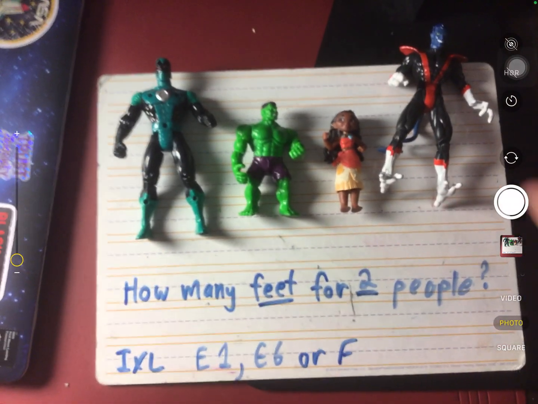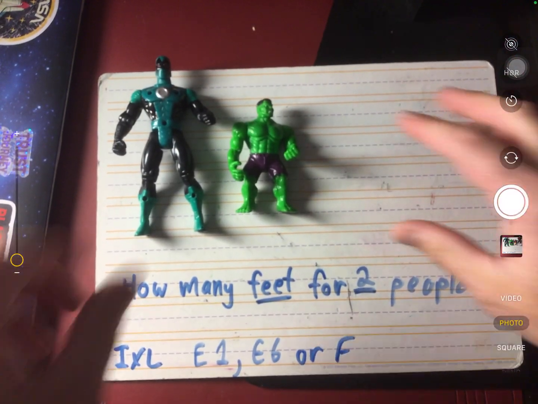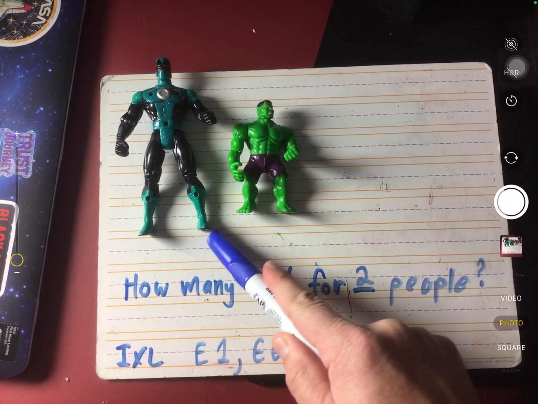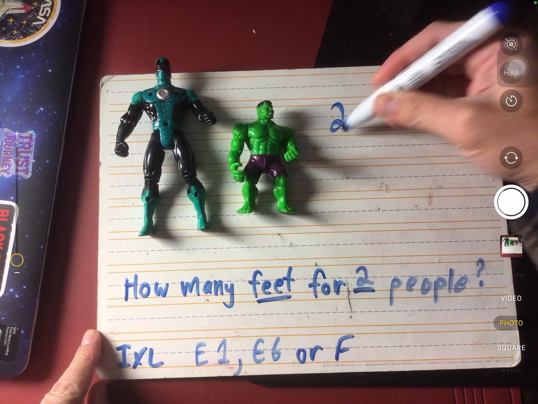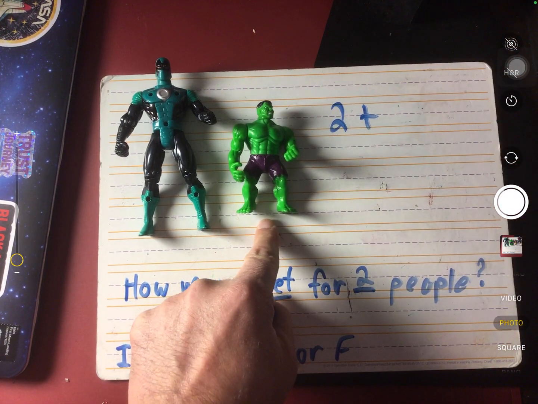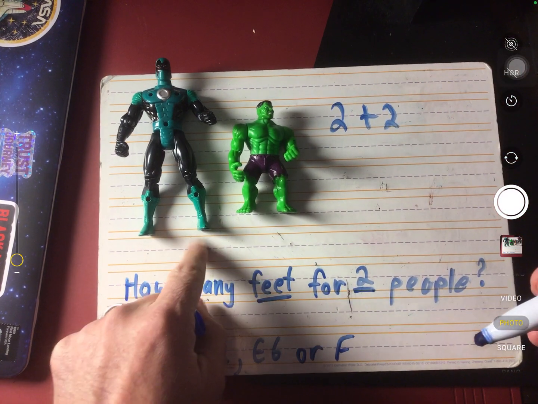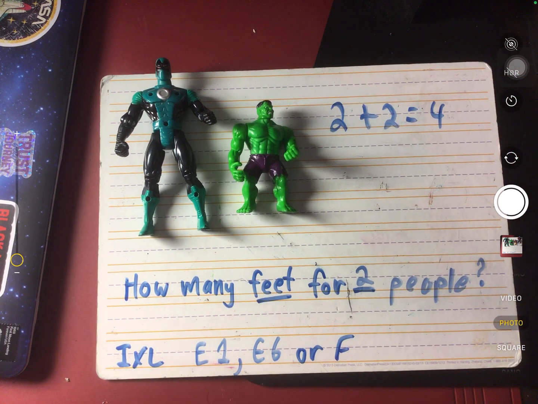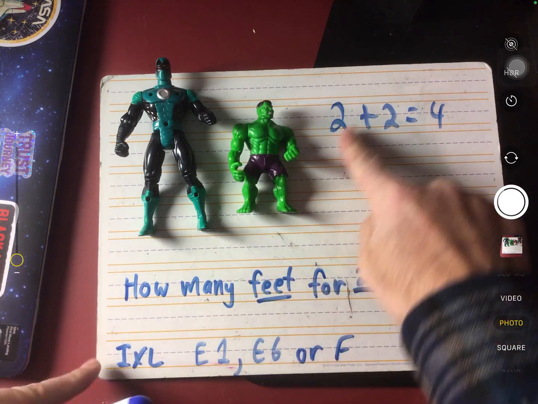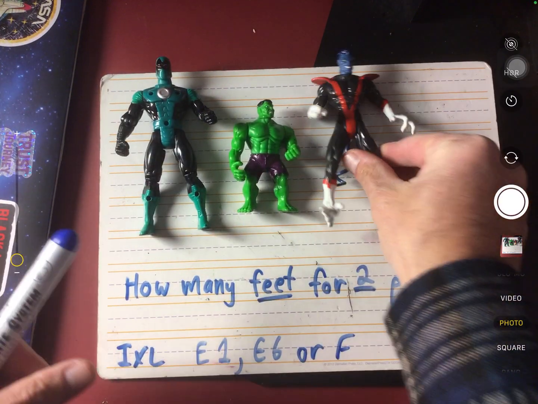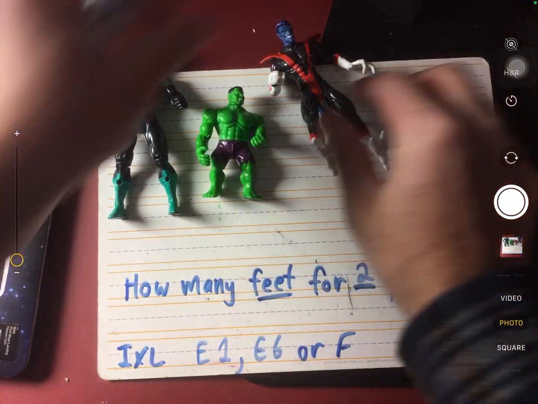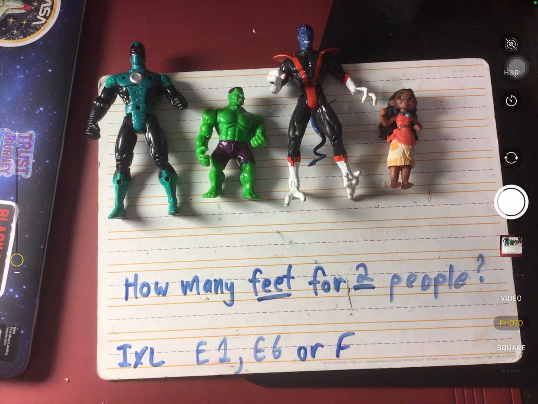So, what if I wanted to know how many feet two people have? Well, this person has 2 feet, and this person has 2 feet. 1, 2, 1, 2, and that equals 4 feet. But what if it gets to be a really big problem? What if 2 more friends show up, and now suddenly I have 4 people? How many feet do 4 people have?